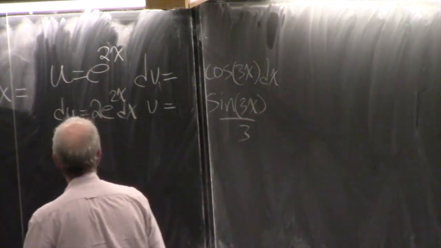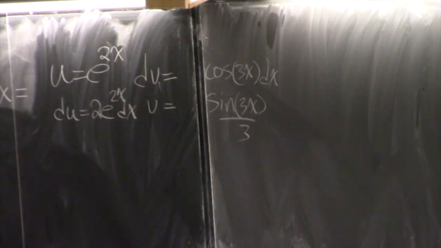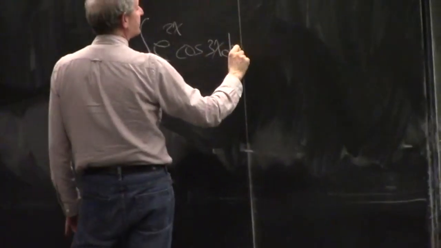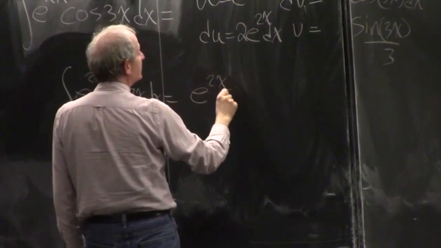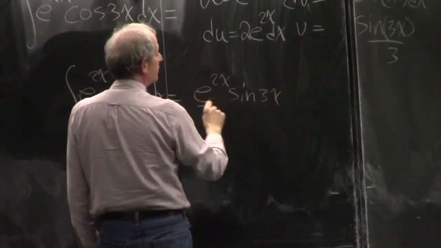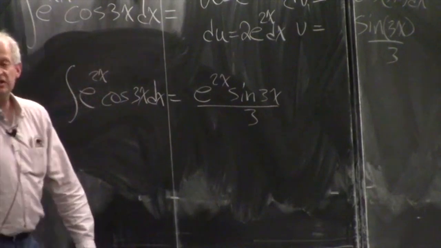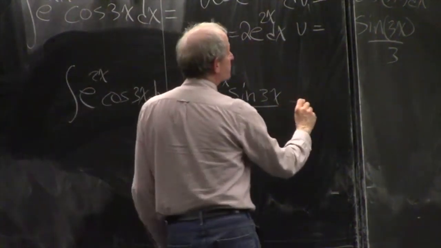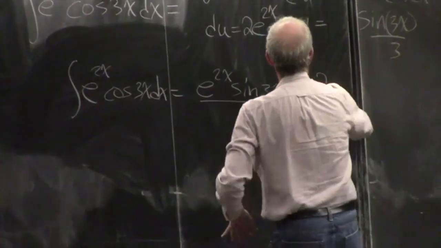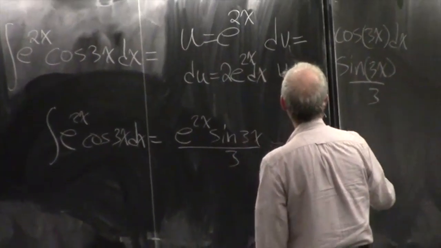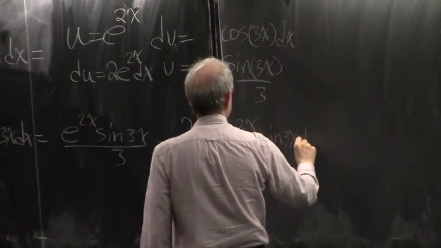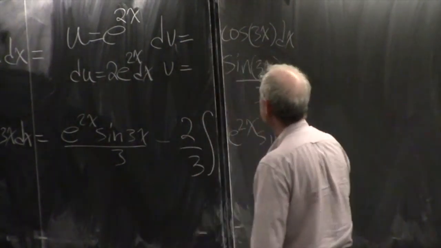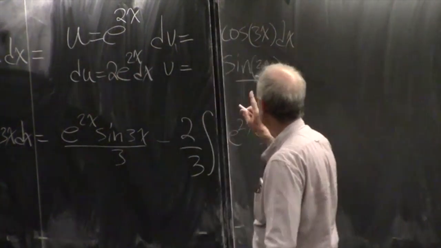Okay. So now we're going to have the integral of e to the 2x cosine 3x dx equals u times v, e to the 2x sine 3x over 3, minus the integral of v du, which is minus, pull out the 2 and the 3, 2/3 of the integral of e to the 2x sine 3x dx. Okay? 2/3 comes from this 2 and that 3.